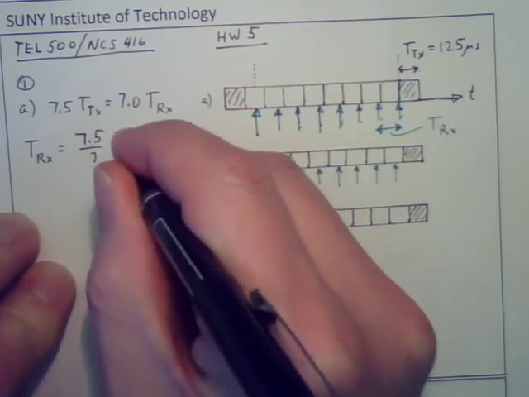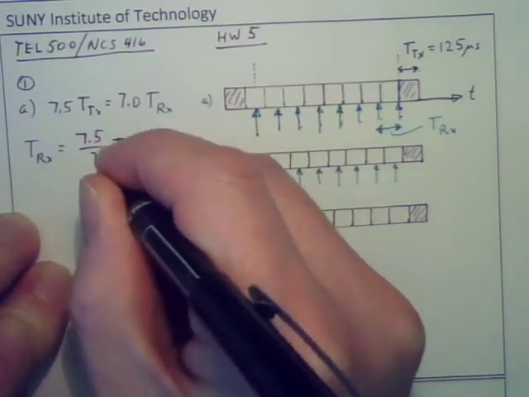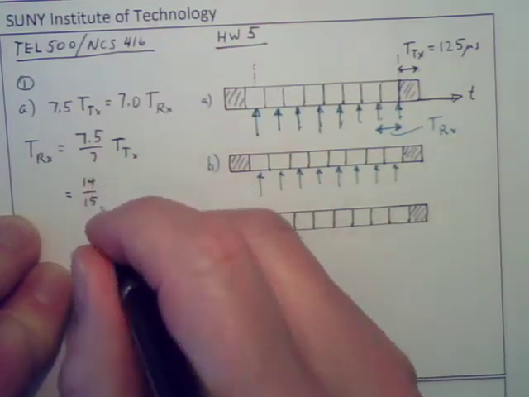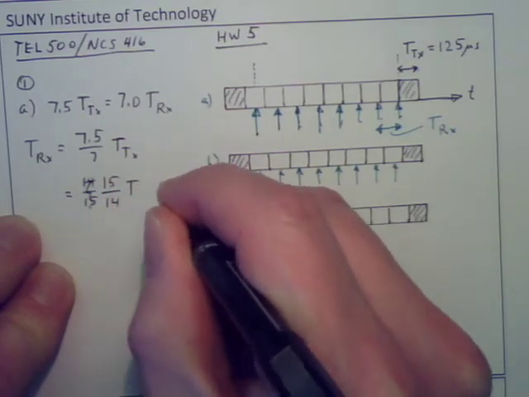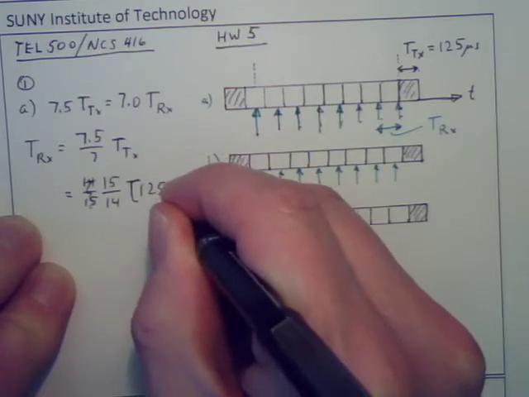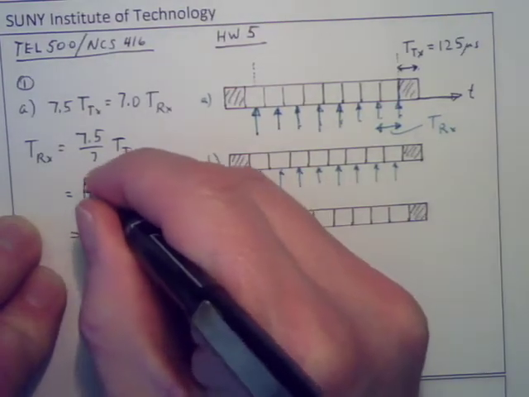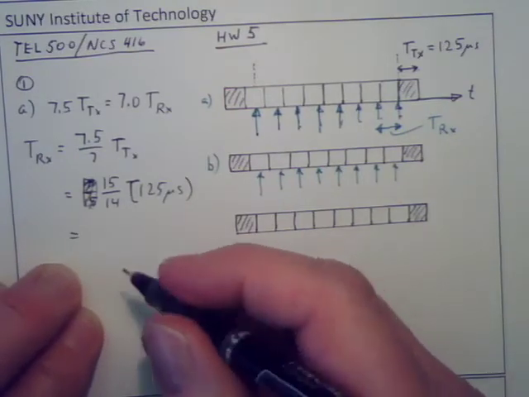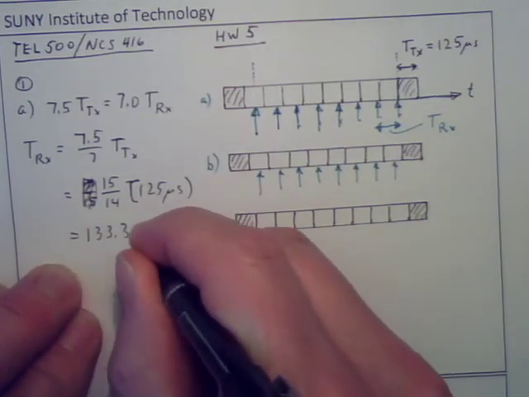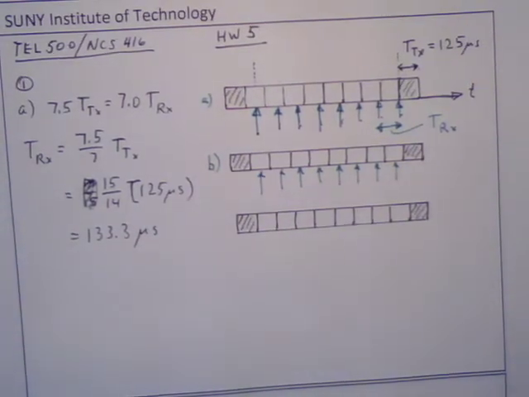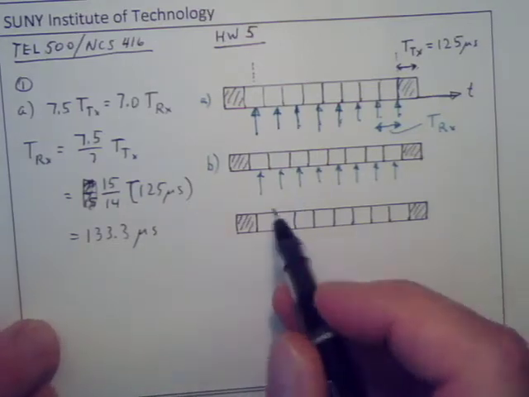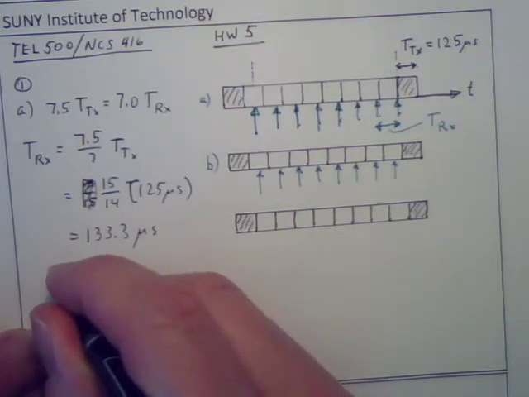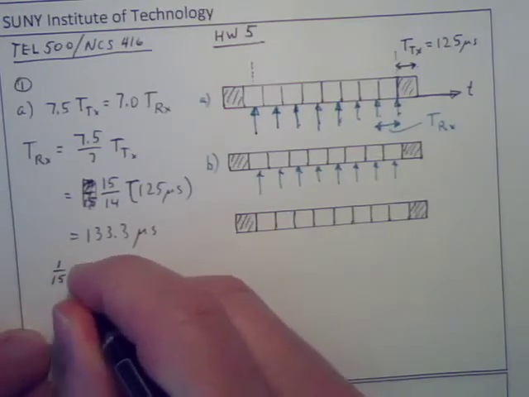It's 7.5 over 7 times the period of the transmitter. This is 15/14ths of 125 microseconds, which comes out to be 133.3 microseconds. Okay. For part A, let's also calculate the percentage difference. The percentage difference is about 1/15, which is about 6%.